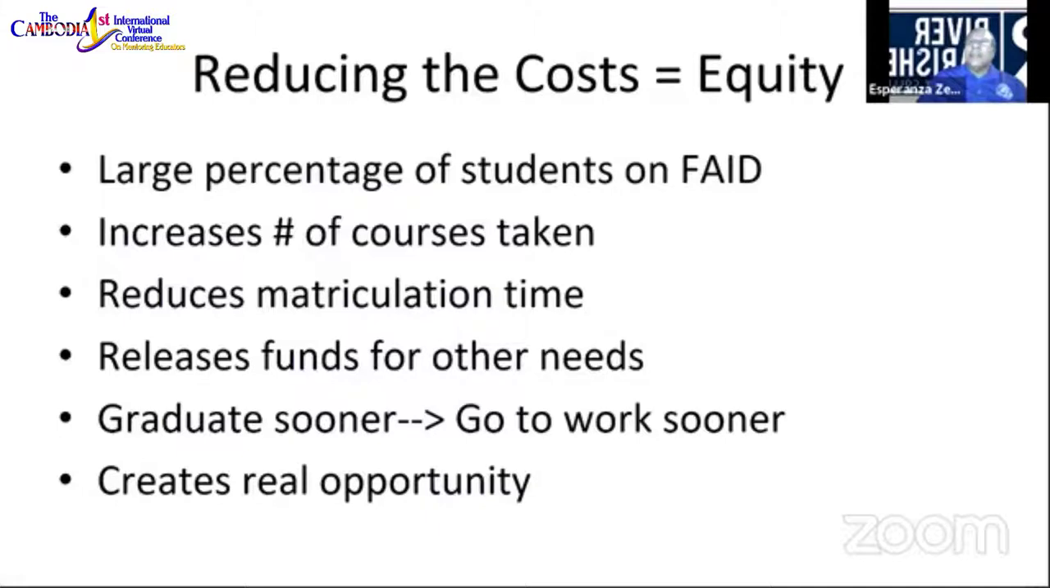You know, that has equity implications. That means students aren't on equal footing or they don't have what they need to engage in the course. What we have found now by reducing the cost, we can increase the number of courses that students take. So if they don't have to spend $250 on a physical science book, they can use that money to take an extra course.